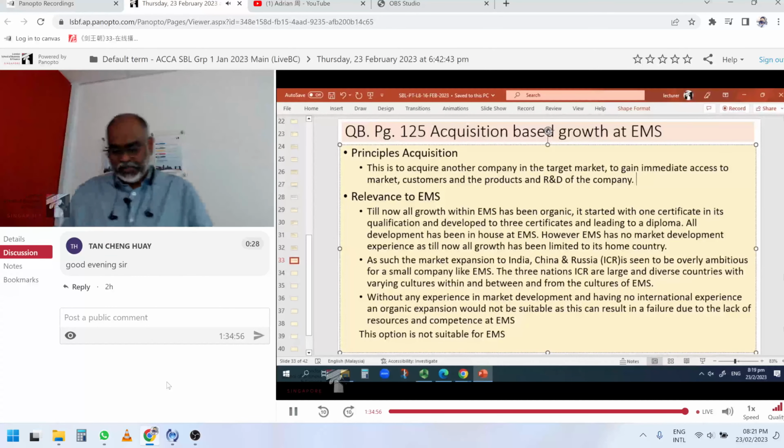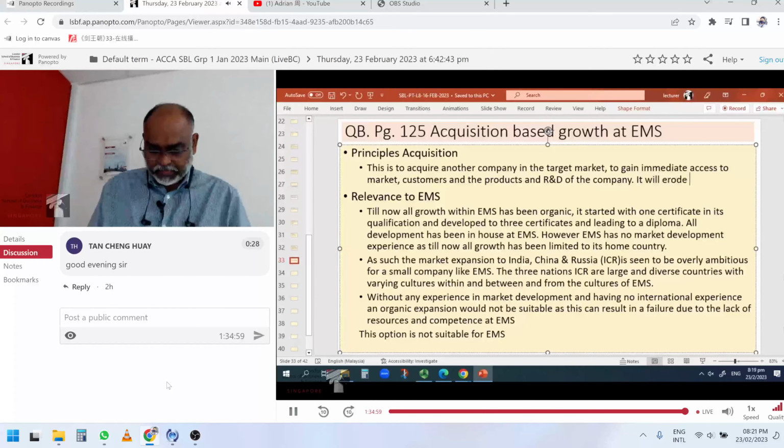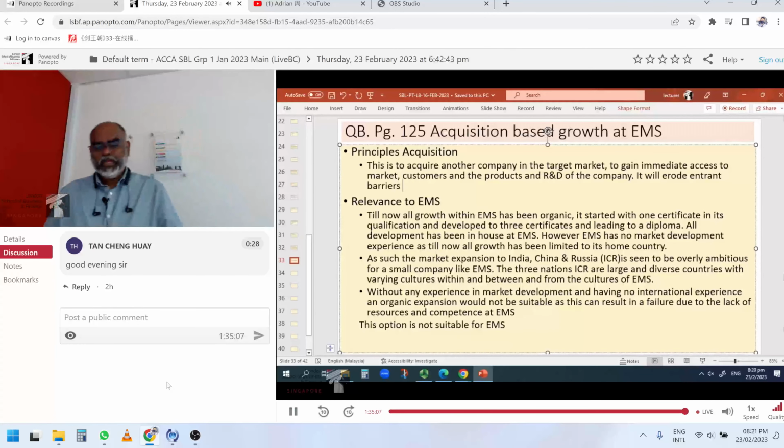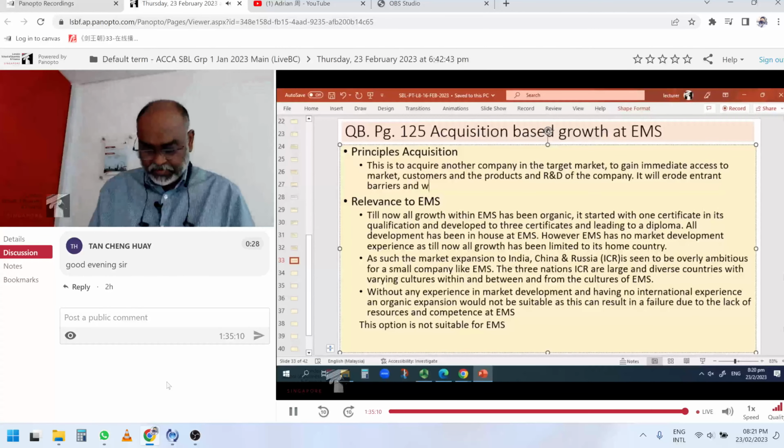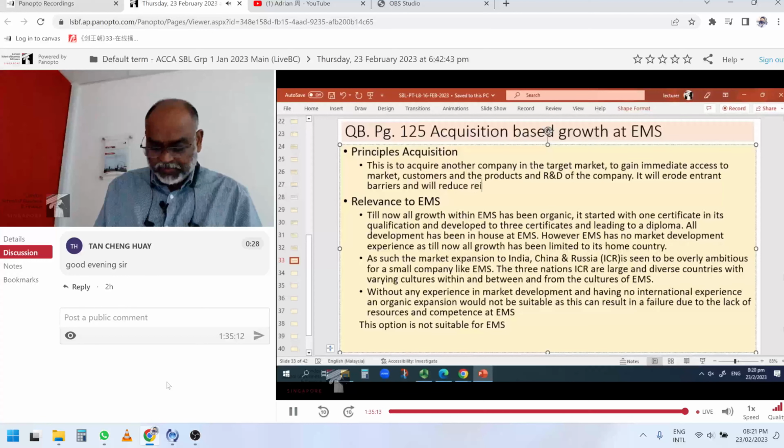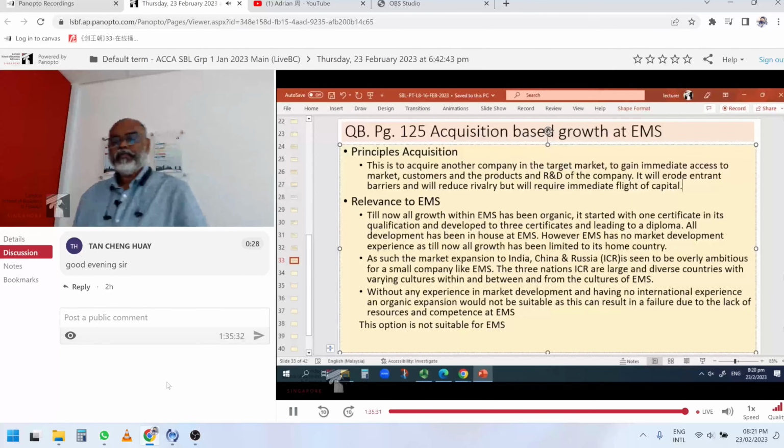Okay. It will erode entrant barriers and will reduce rivalry, but will require immediate flight of capital.